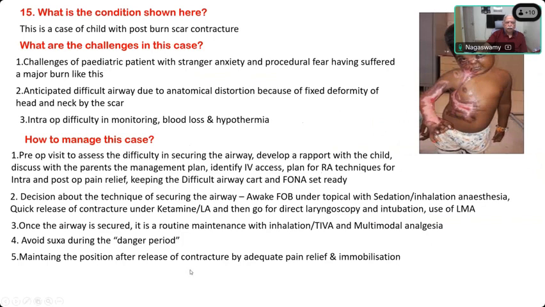Maintaining position after the surgery is very important for maintaining the graft or whatever repair you have done. And so immobilization will be done. For that, you must give good pain relief, otherwise the child will be restless. And psychological and nutritional support should also be taken care of.